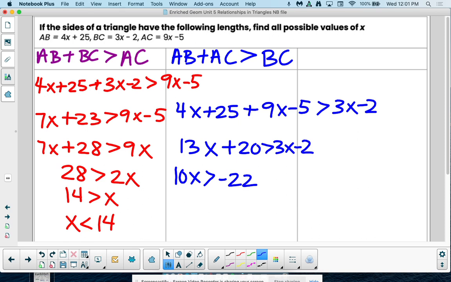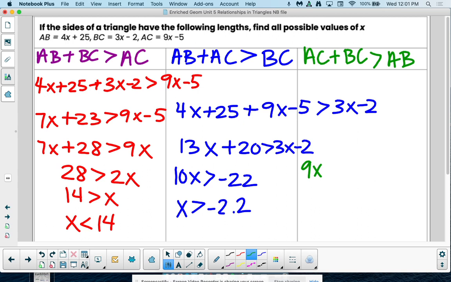What are you guys giving as an answer? Negative 2.2? Is that okay? Okay. Now what's our last combo, folks? Yep. AC plus BC is greater than AB. So do you guys see how each time a different segment's off by its lonesome? Does that make sense? Okay. All right. Crunch it out. We're almost done here.